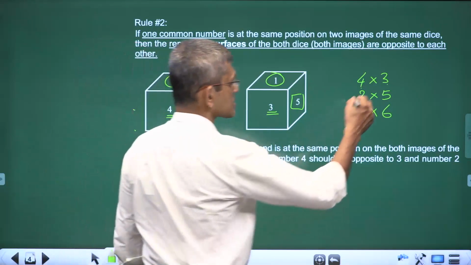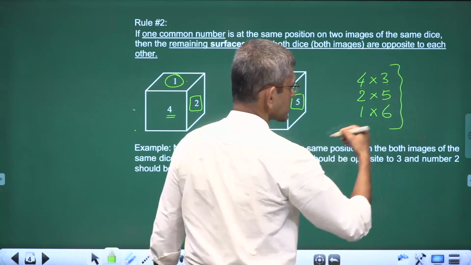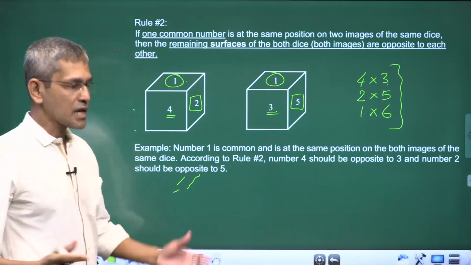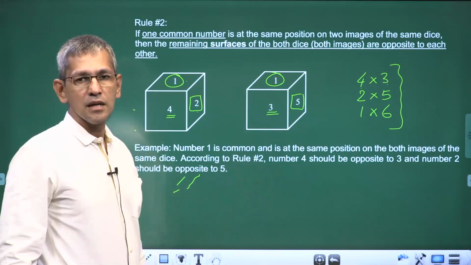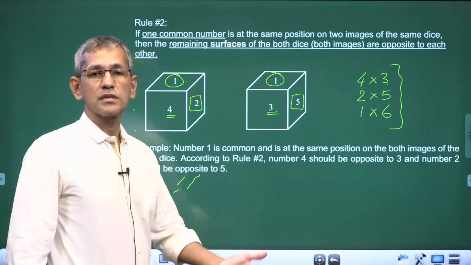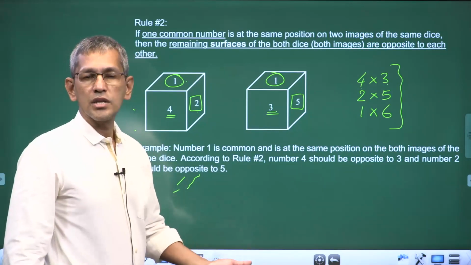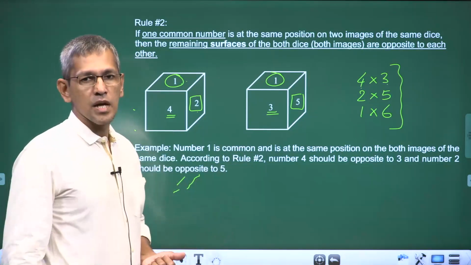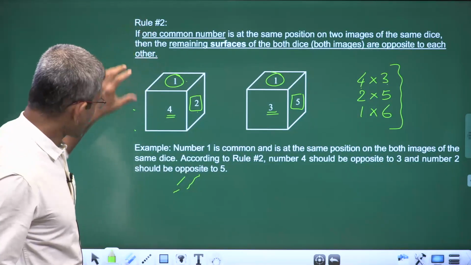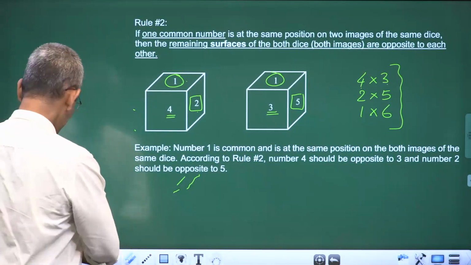So that means this is what type of dice? Standard dice. It is not mentioned in the question, but you can see that it's a standard dice. But we cannot really predict whether it's a standard dice or an ordinary dice. So we start with the assumption that it's an ordinary dice. That's okay. So we have rule number 1, rule number 2. Now we'll go for rule number 3.